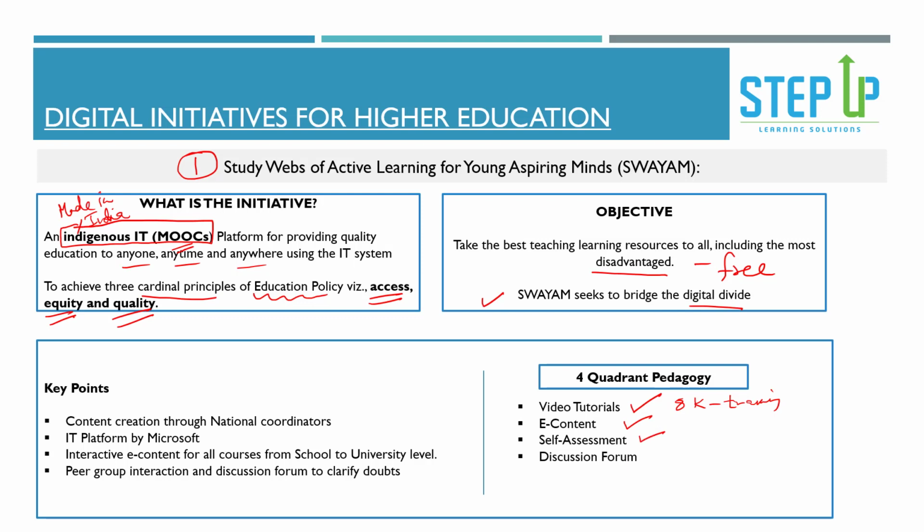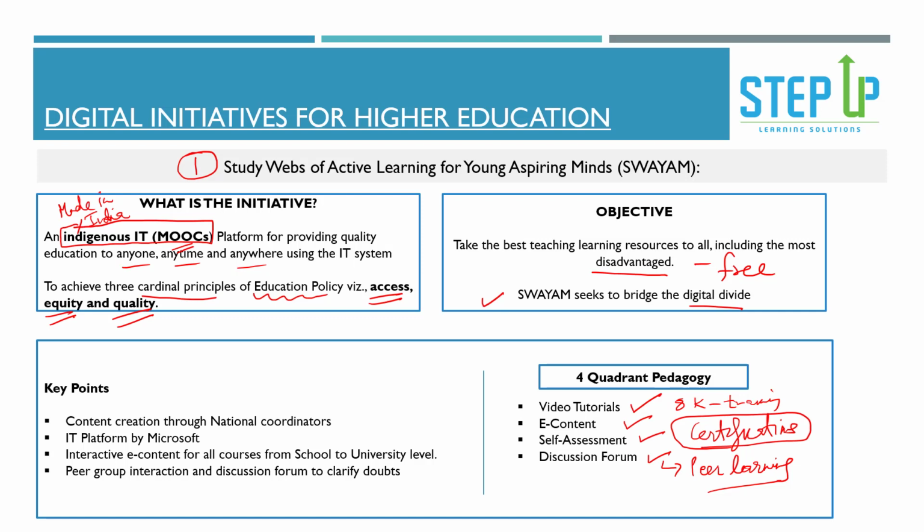There are self-assessments on the portal, there are discussion forums, and discussion forums usually enable peer learning, your social learning, right? Any doubts you have, you can ask. Folks discuss there. Self-assessment, in fact, there is also an option of certification. Sometimes for the certifications you have to pay a small fee and you can get certified in a particular area, whatever you're learning. Also, the content is created through the various national coordinators, right?